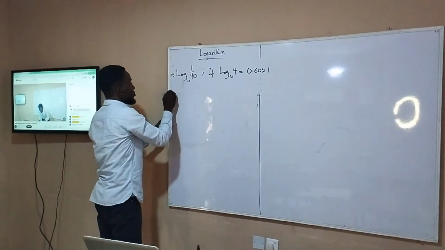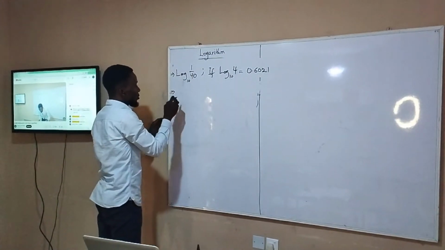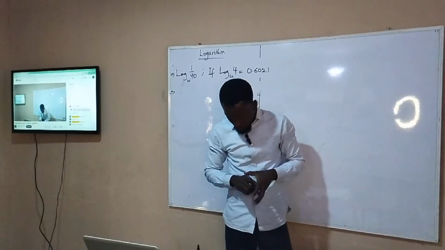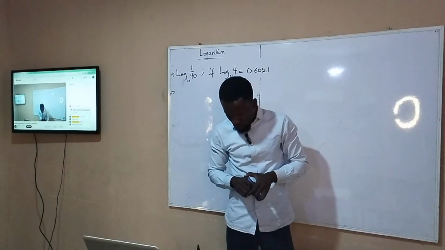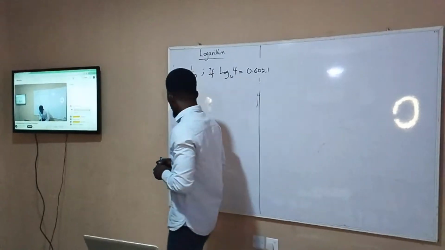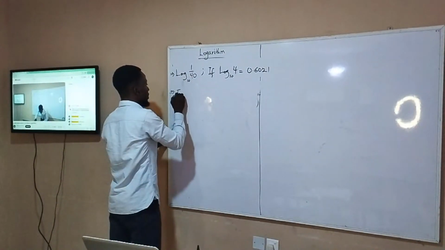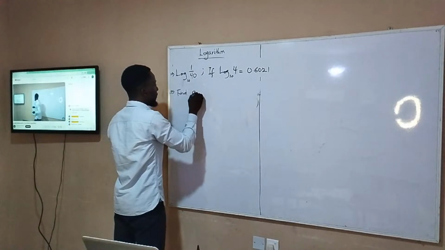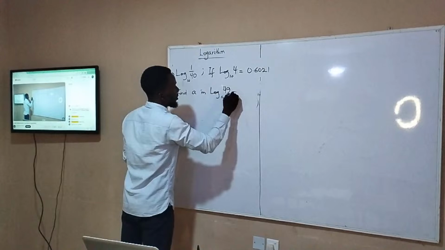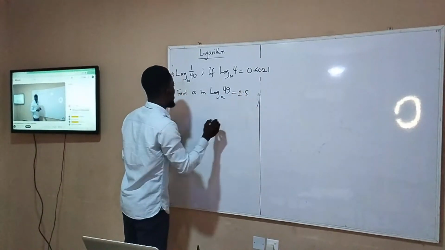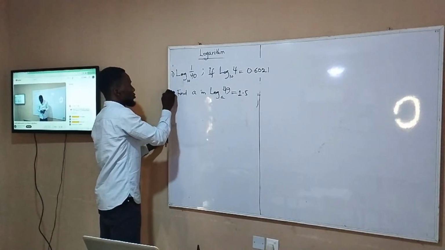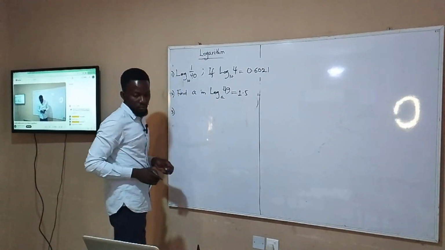So, the take home: find the value of a in log 49 base a equals 1.5. We just finished solving that one. Let's call this number 1, number 2, number 3.